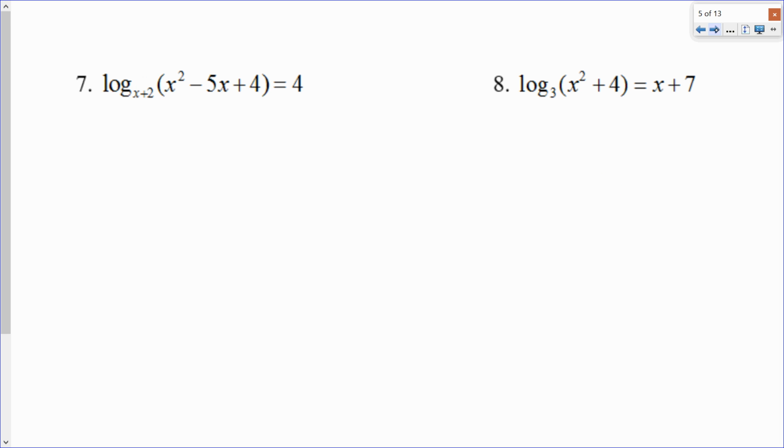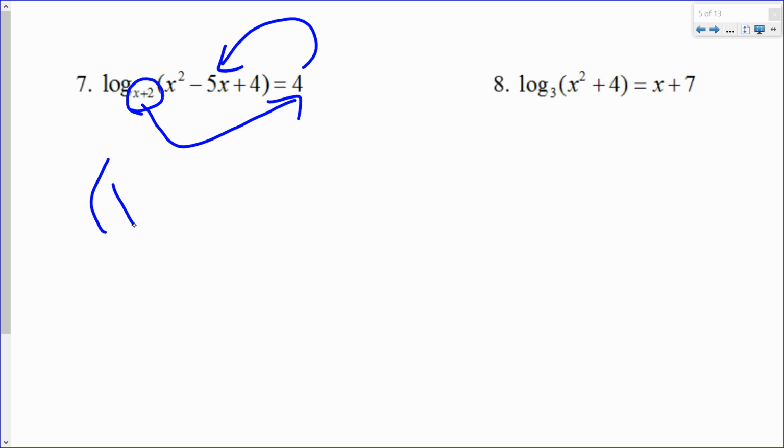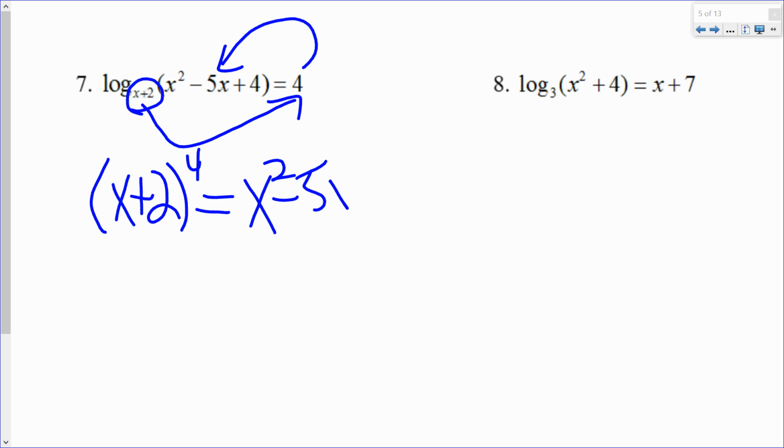Now, I'm intentionally giving you some ugly looking ones, but it's the same exact procedure, it's just a little bit uglier looking. The base to that power equals whatever comes here. So this one would be x plus 2 to the 4th equals x squared minus 5x plus 4. It's whatever the base is to whatever the right-hand side is equals whatever comes after the base.